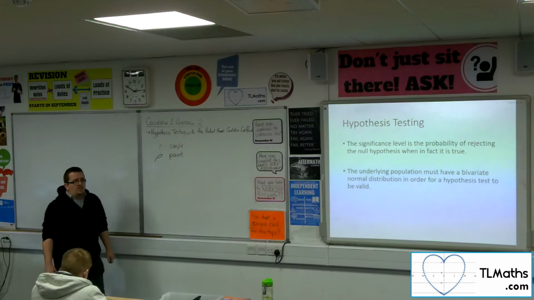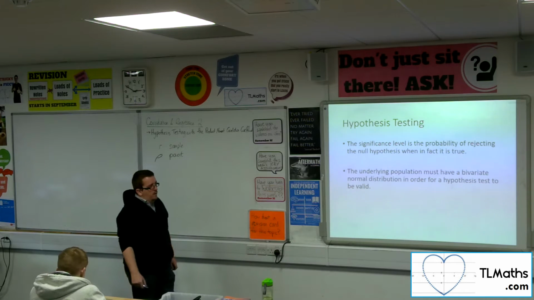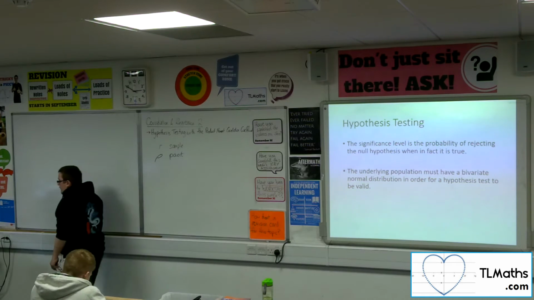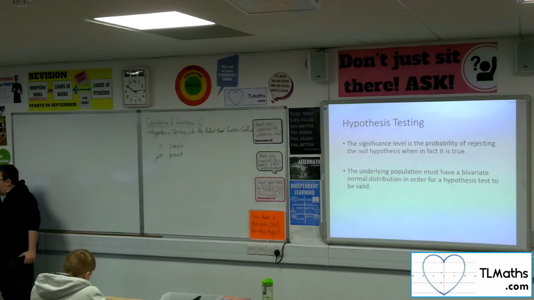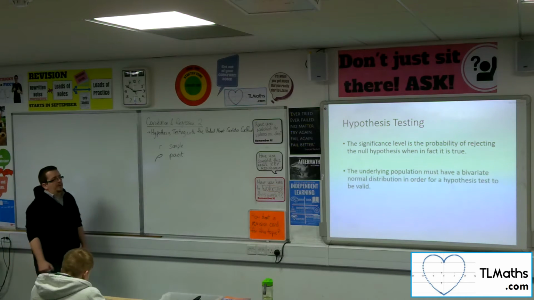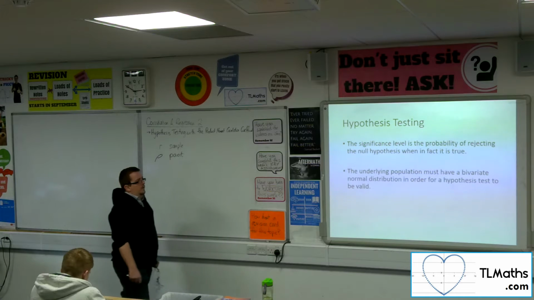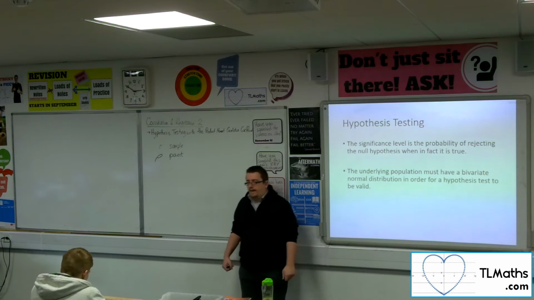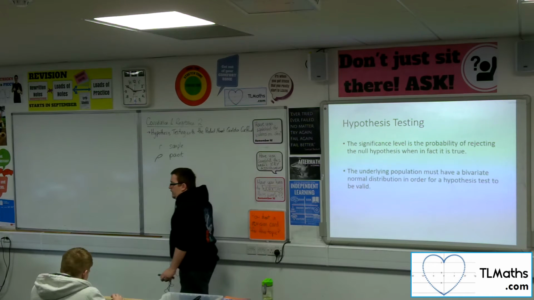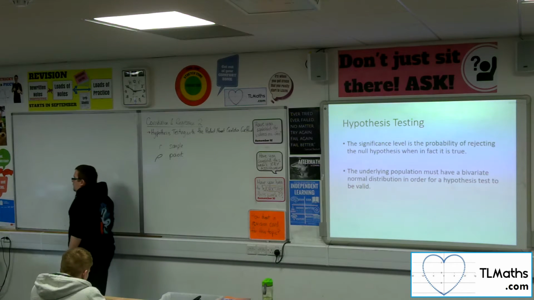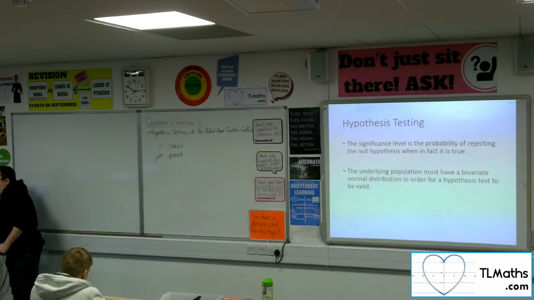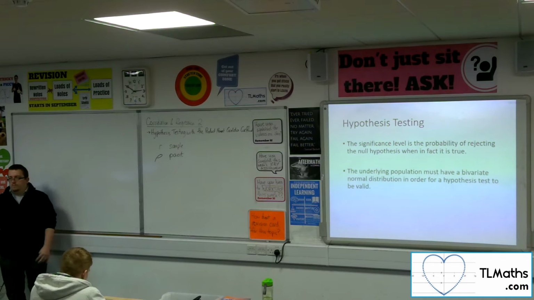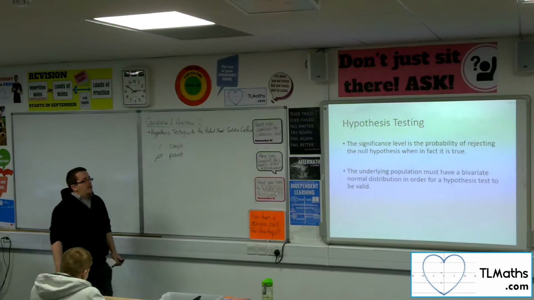That's something that I would definitely suggest you memorize. The second bullet point also is incredibly important. The hypothesis test will only be valid if the underlying parent population is bivariate normal.